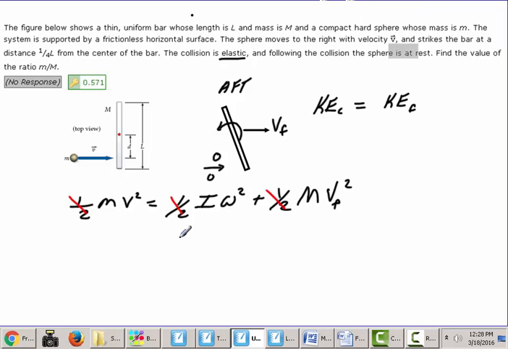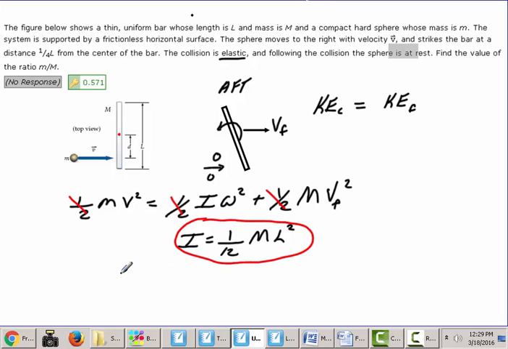Now I'm going to go back and calculate the moment of inertia. The moment of inertia of a rod that's spinning around its own centroid is going to be 1/12 big M, the mass, times the length squared. Okay, so there's the moment of inertia here. So we'll keep simplifying this equation. We get mv squared is equal to 1/12 big M times L squared omega squared plus big M times VF squared.